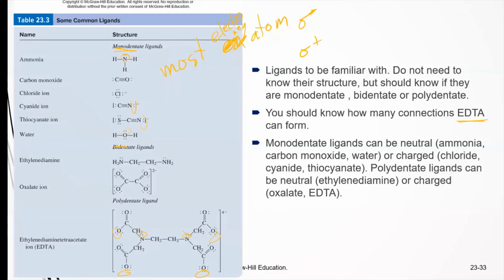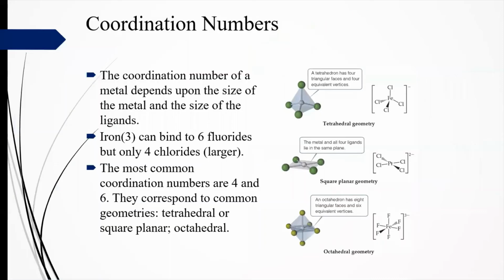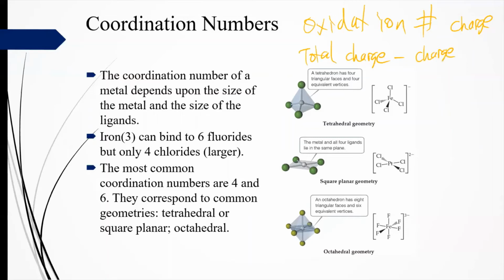So we've talked about our oxidation number. The other one that we need to talk about is our coordination number. Our oxidation number comes from your charge. So we can backtrack from your total charge minus the charge of your ligand. And that should give us the charge of our metal.